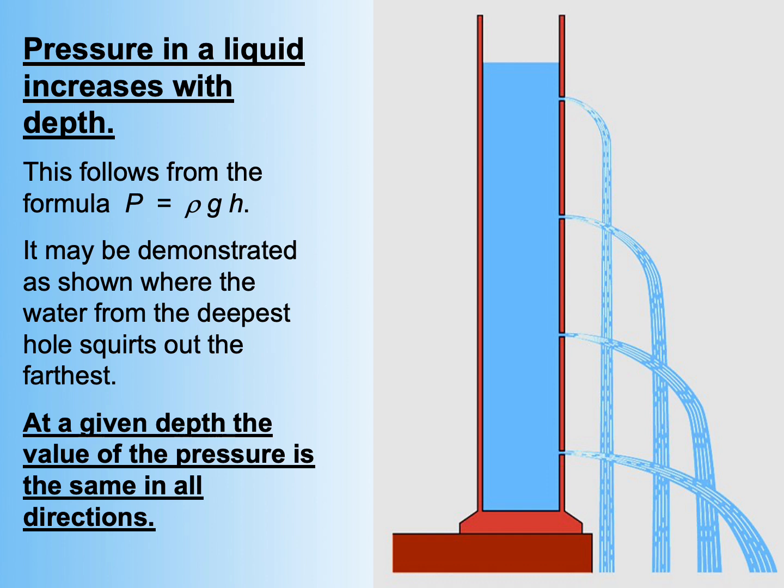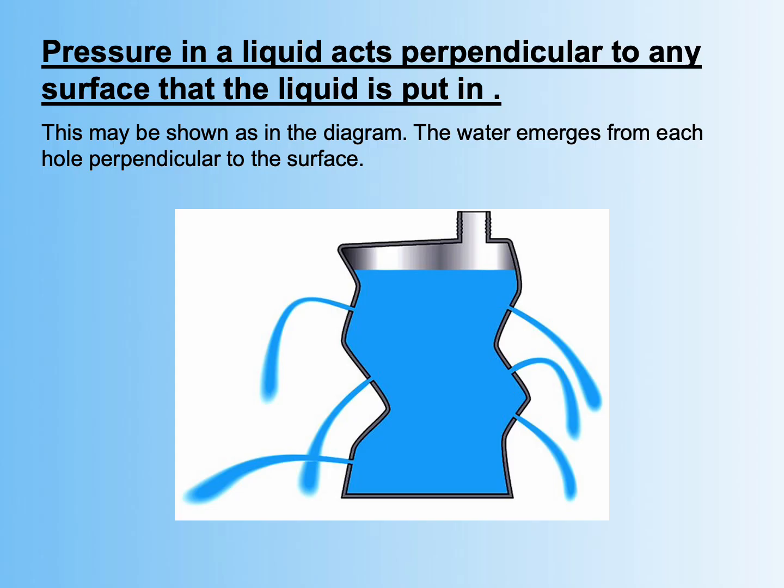All right, folks, I'm going to move it on. We have a third law or rule as well for pressure in a liquid, and that is that it acts perpendicular to any surface that the liquid is put in. So here in the diagram we have a twisted or crumpled can, and there are holes at various parts of that can. Any of those gaps where the liquid is escaping, you notice that it is escaping at 90 degrees or perpendicular to the surface.